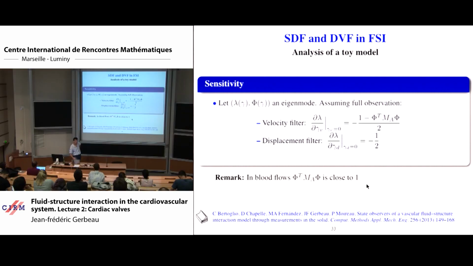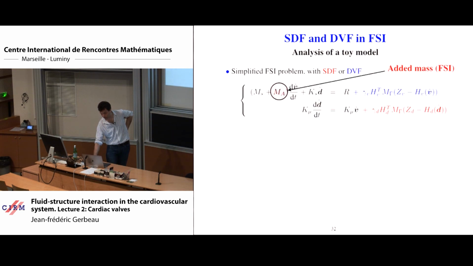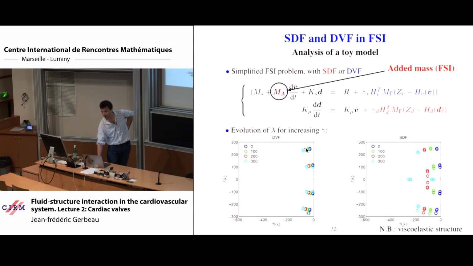And again, in blood flow, we are in the bad situation. It's a bit like yesterday with these coupling schemes. This may work in some situations. In blood flow, we are in the bad situation where this quantity is close to 1, which means that the eigenvalue sensitivity is close to 0. And this is exactly what we observe here. They do not move a lot when you change gamma.